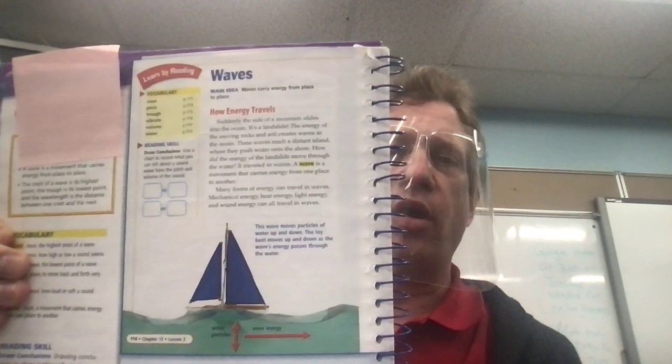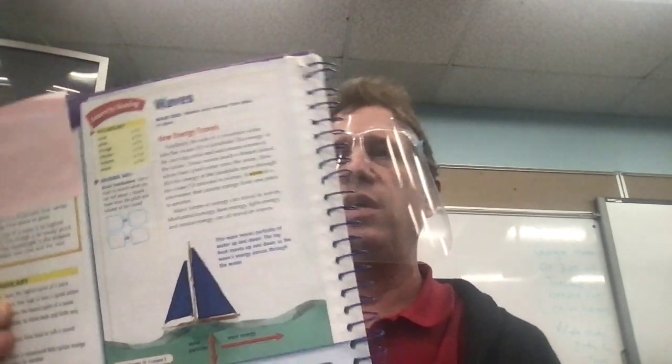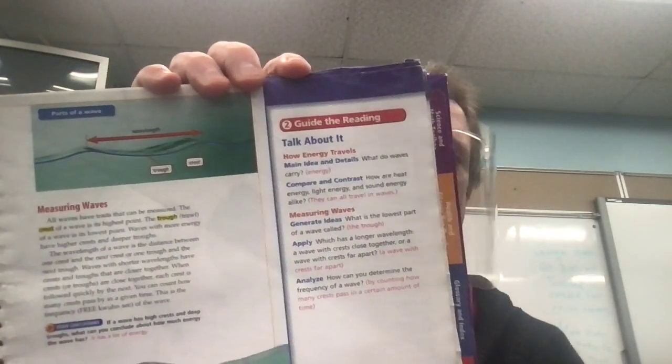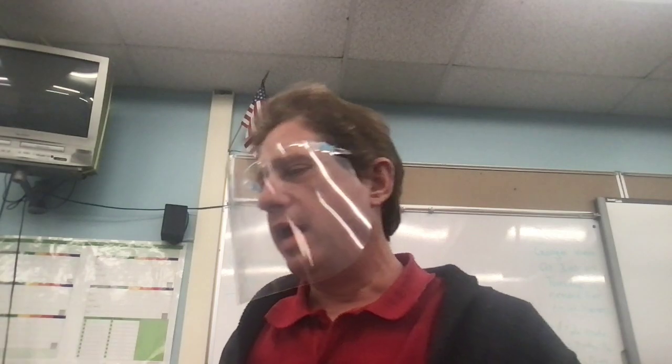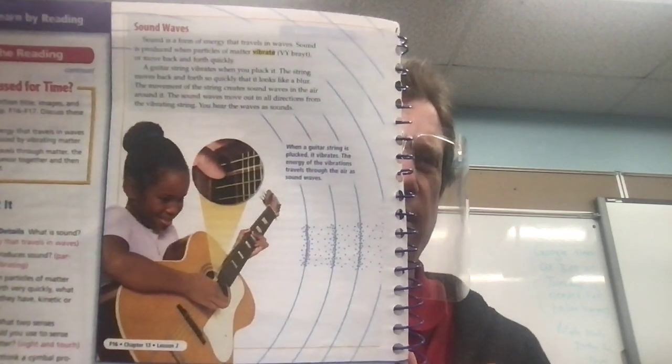And yesterday we talked about a sailboat and how it can go up and down the crest and the trough of the waves. We also talked about wavelengths, the distance between the tops of the waves. And I believe that's where we left off, but in class we read about this girl playing the guitar, who we affectionately call Guitar Girl.